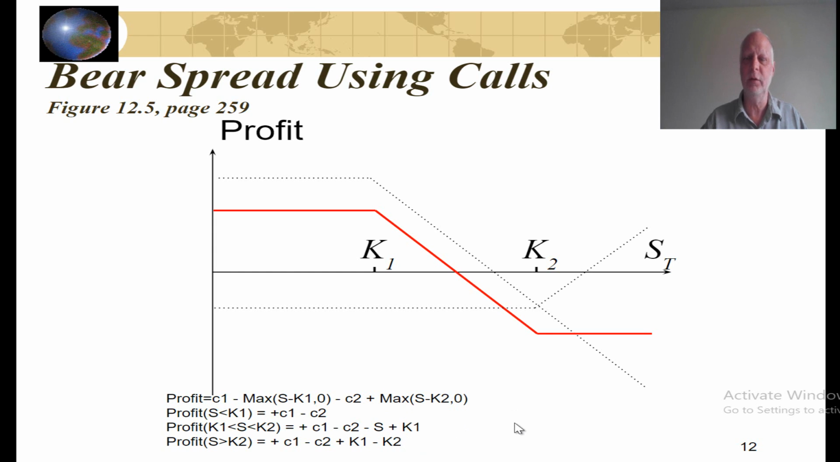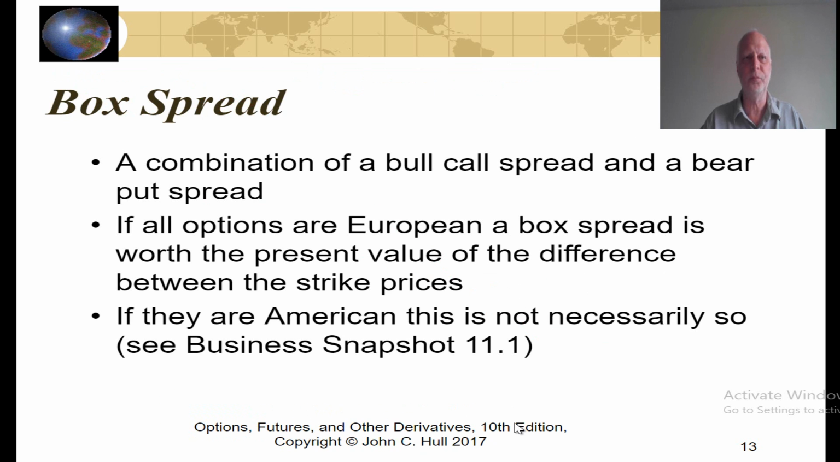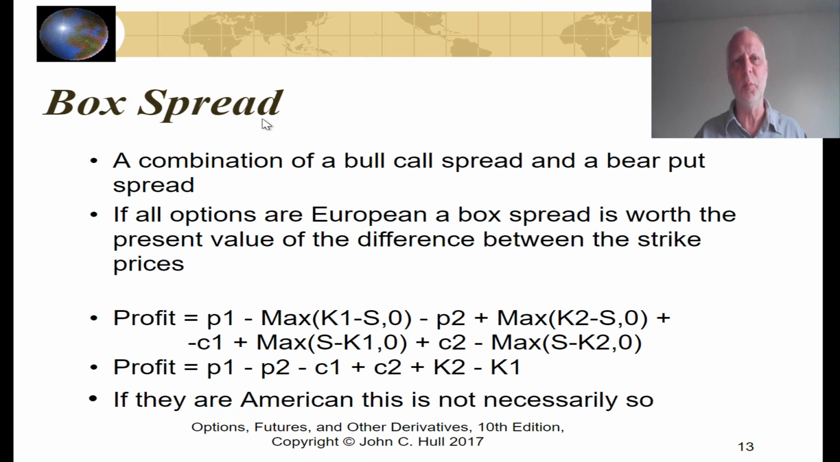That was a bear spread using calls. A box spread can be constructed by a combination of a bull call spread and a bear put spread. If all of the options are European, a box spread is worth the present value of the difference between the strike prices minus, of course, the cost of purchasing the spread in the first place. This can be shown by the following equation. Here we have the profit, and our first equation here at the top is the bear put spread. Our equation here at the bottom is the bull call spread.